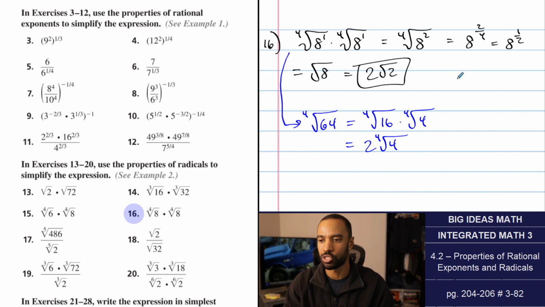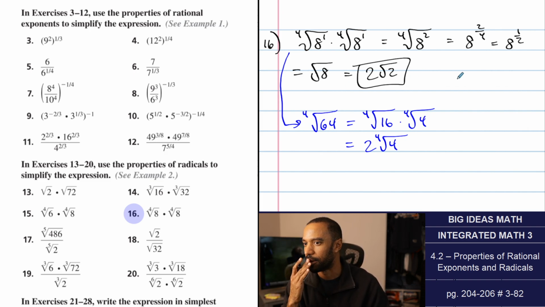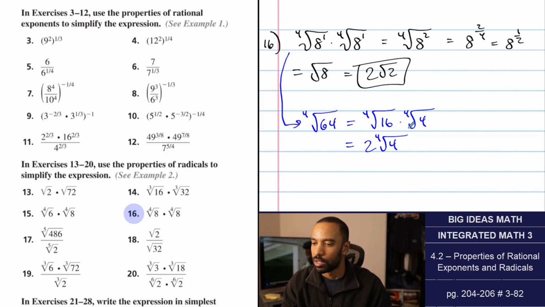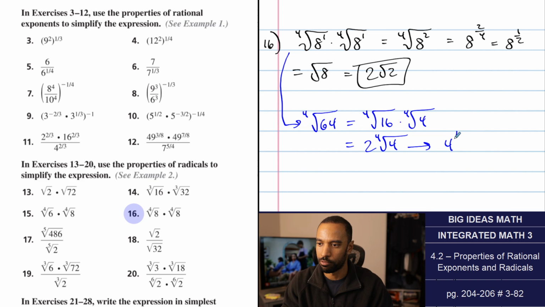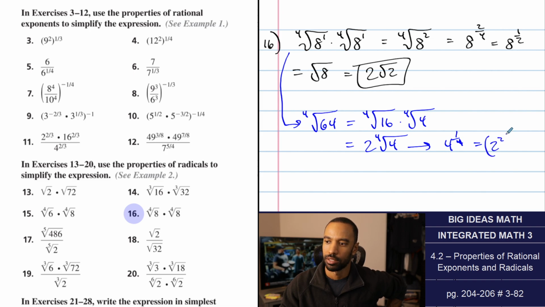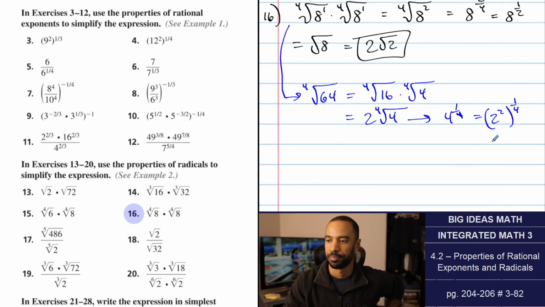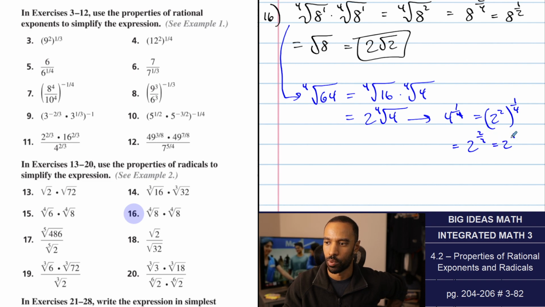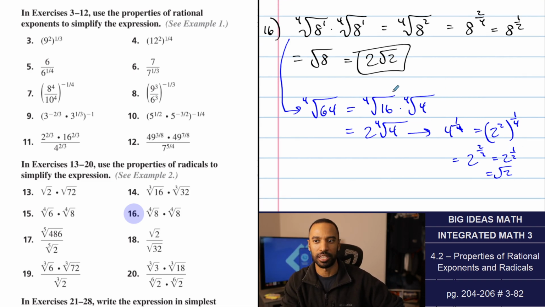How to turn it back into 2 root 2? I'm honestly thinking about it now. The square root of 2, let's see, because this is also 4 to the 1/4 power, which is 2 squared to the 1/4 power, which is 2 to the 2/4 power, which is 2 to the 1/2, which is the square root of 2. So there's a lot you'd have to work out in that form to get it that way.